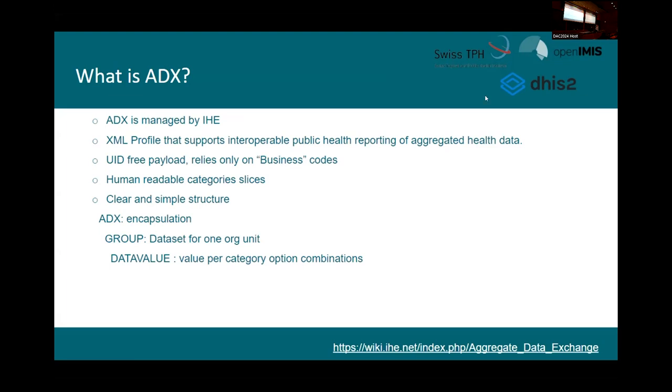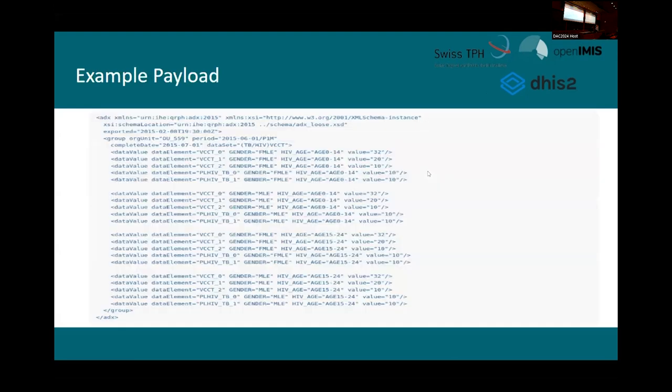How does it look? I'll show you in the next slide, but just to give you an idea, we encapsulate everything in a group, and each group then has the data values. Here is an example. Here is the XML with the exported data. Then we have created the group. The group has to have the org unit and the period for which we are exporting the data. Here you can see the period, and inside of that you can see the data value. Each line is a data element. The example here is the gender, the program, and the value.